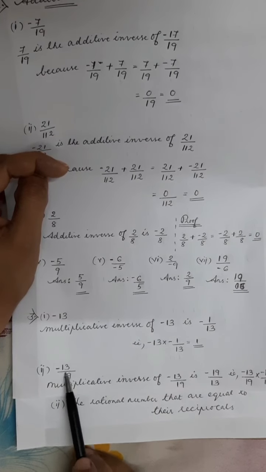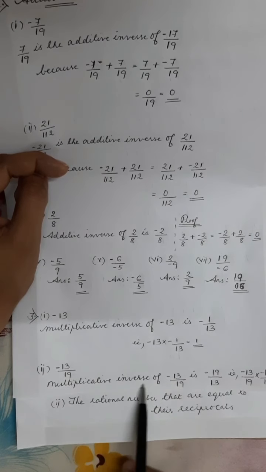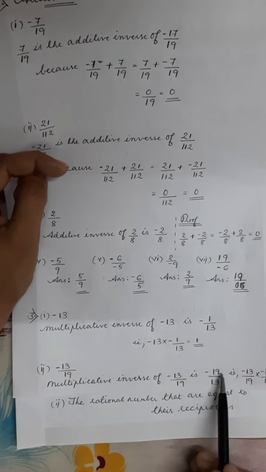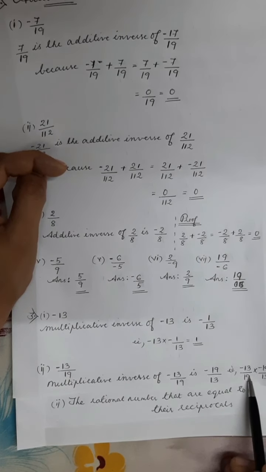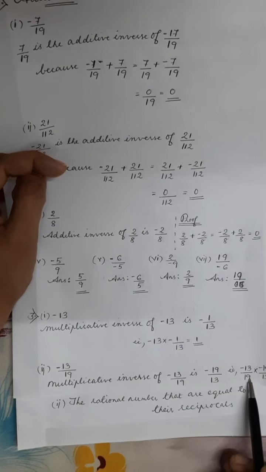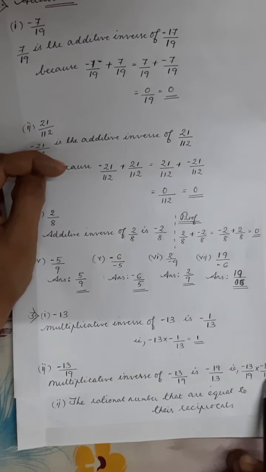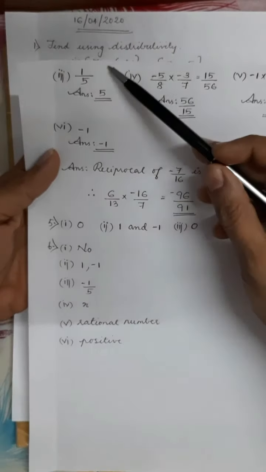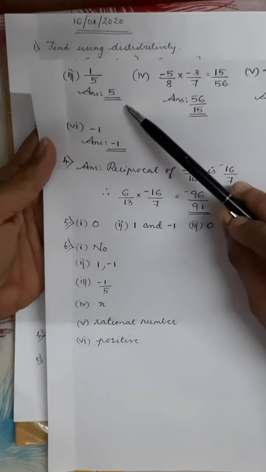Okay. Next one, minus 13 by 19. So what will be the multiplicative inverse of minus 13 by 19? That is minus 19 by 13. Check with the proof. Minus 13 by 19 into minus 19 by 13 equals 1. Okay. So next one, third one, 1 by 5. The multiplicative inverse will be 5.